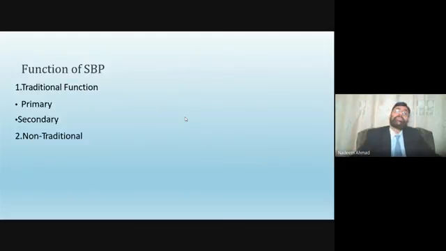And what are the functions of the SBP? Now you are supposed to discuss all these things. अब वो कौन कौन से हैं वो आपने जरा गौर से देख लेने हैं. Number one, it says traditional functions. Everybody knows what traditional functions are. एक उसका primary function होता है, एक उसका secondary function होता है. ये उसका traditional functions है. And the second one non-traditional, which is not primary nor secondary.